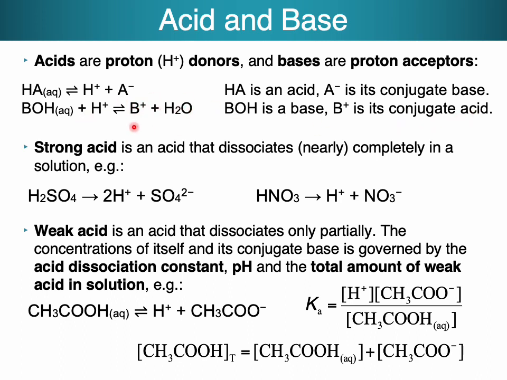Acids can be strong or weak. A strong acid is an acid that dissociates nearly completely in a solution. For instance, sulfuric acid dissociates almost completely to form 2 protons and 1 sulfate in the solution, I mean each molecule of sulfuric acid does. Nitric acid also dissociates almost completely in solution, forming proton and nitrate.